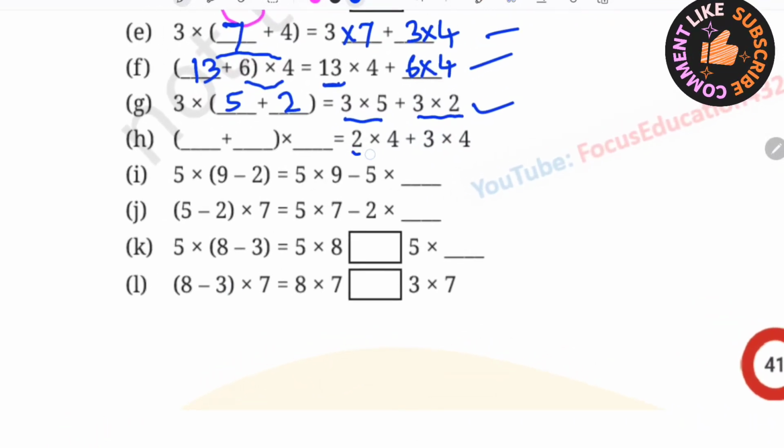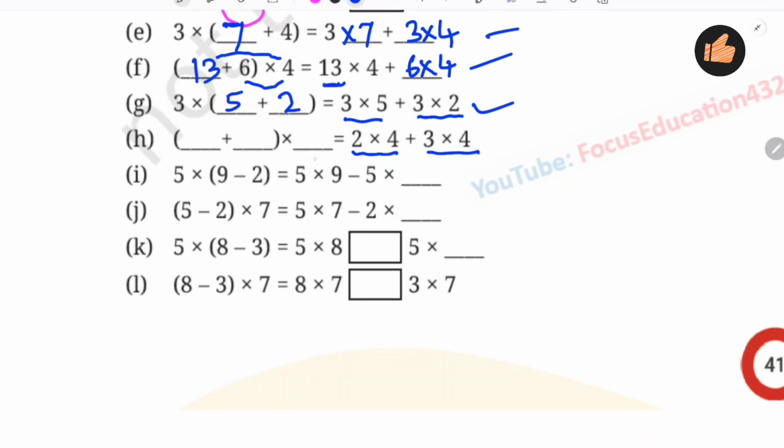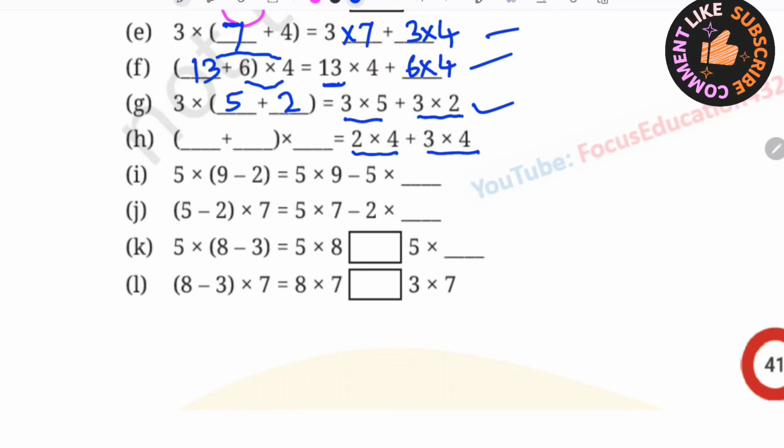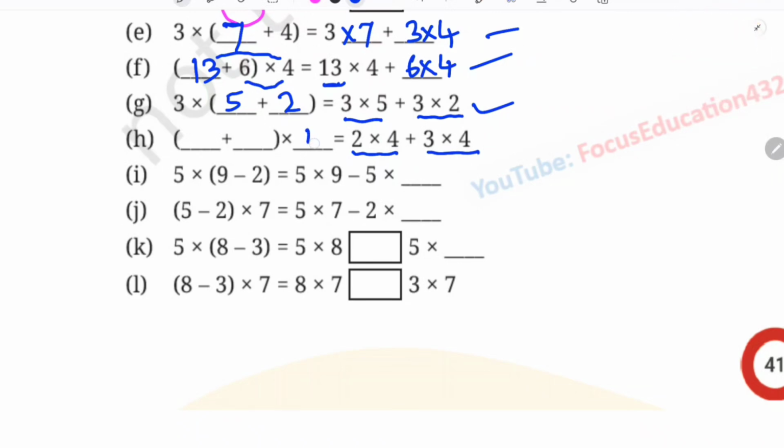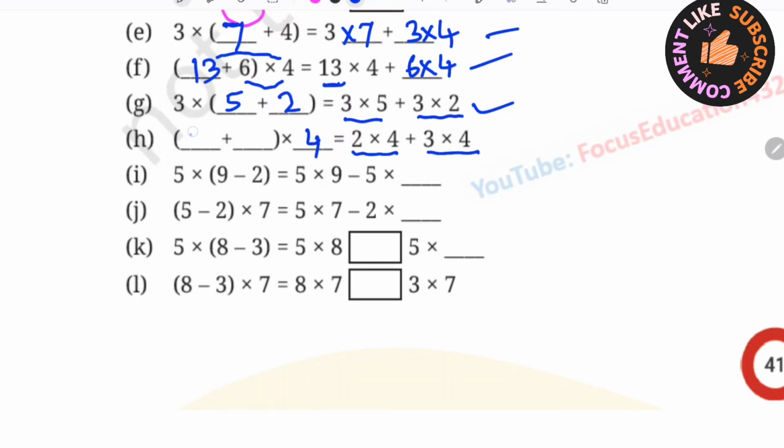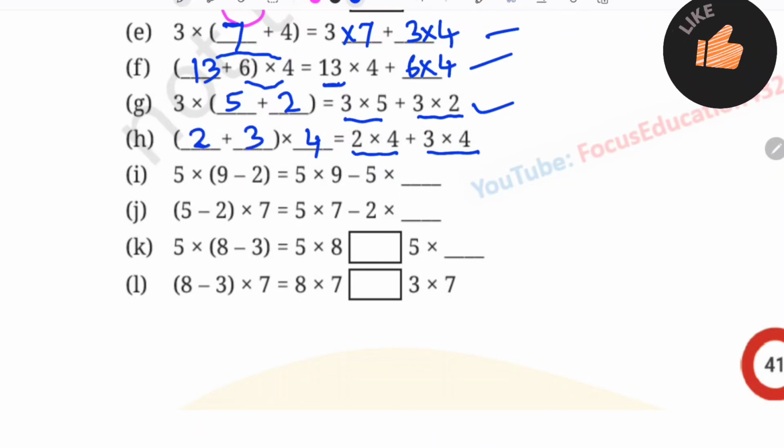See the right side: 2 multiplied by 4 plus 3 multiplied by 4. So 4 is common, 4 is in both the terms. So you write 4 outside, then the other two terms, 2 plus 3, you write here.